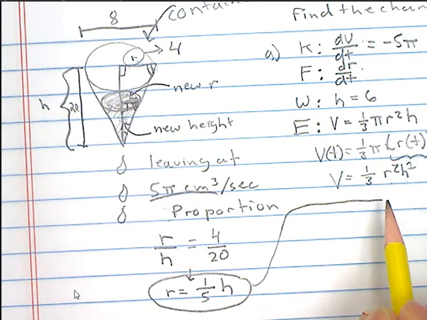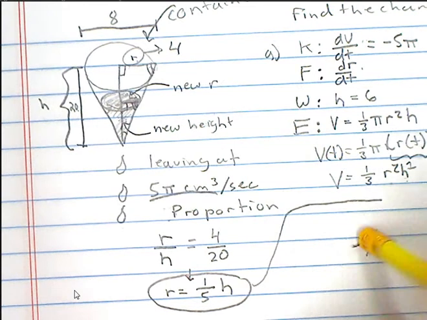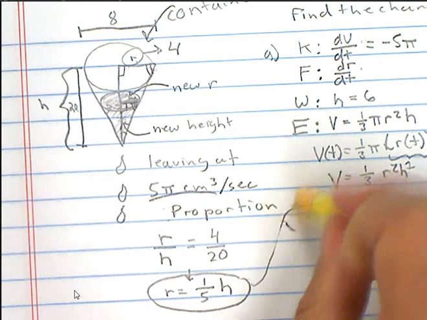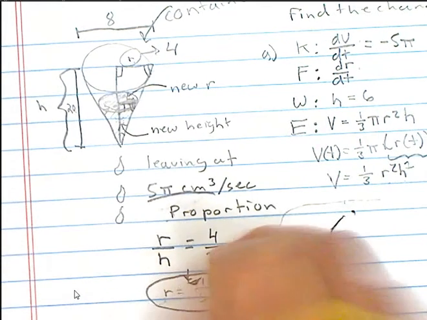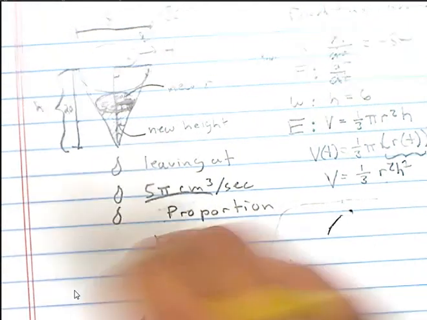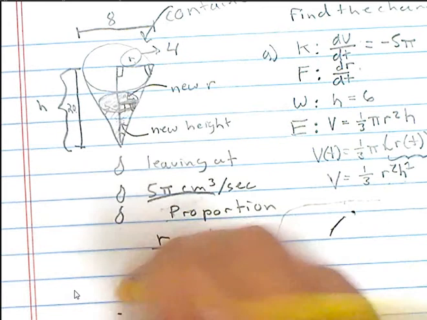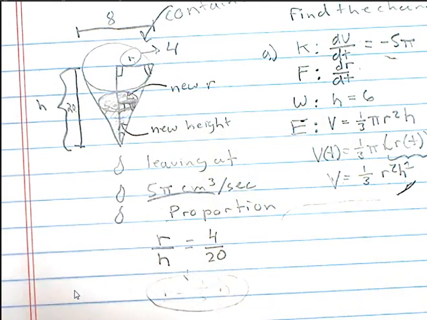Okay. Well, I don't want to replace R, do I? I'm sorry. I want to replace H, because I want dr dt. So that's a good mistake to make, because now I know that this proportion, there's a reason I have to solve for the correct variable here. I want to solve for this one.